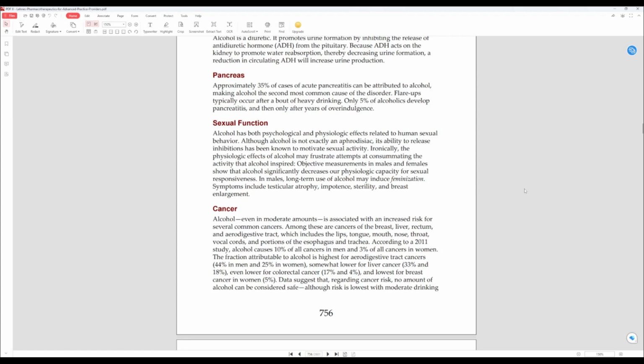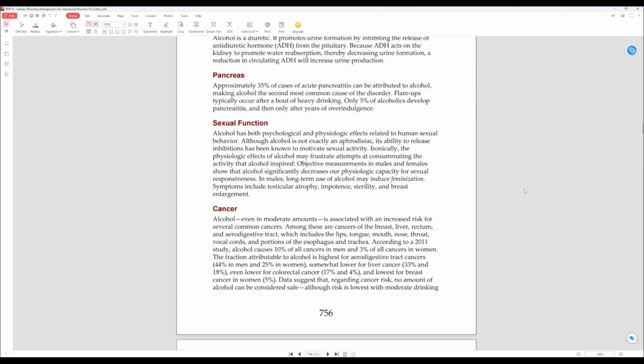Sexual function. Alcohol has both physiologic and psychologic effects related to human sexual behavior. Although alcohol is not exactly an aphrodisiac, its ability to release inhibitions has been known to motivate sexual activity. Ironically, the physiologic effects of alcohol may frustrate attempts at consummating the activity that alcohol inspires. Objective measurements in males and females show that alcohol significantly decreases our physiologic capacity for sexual responsiveness.